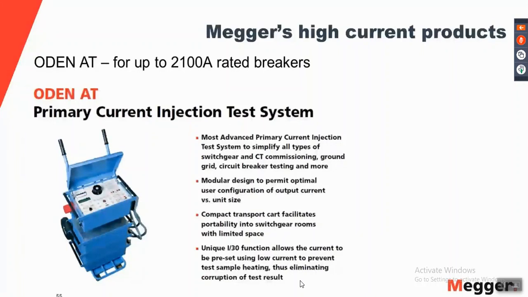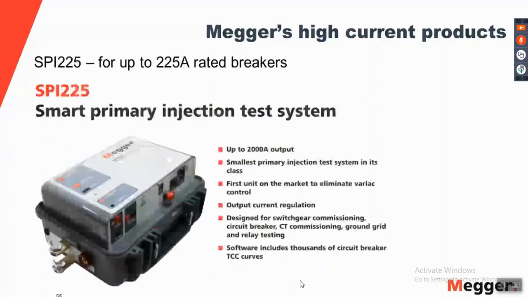It can be moved around in a cart, so it's portable. There are current modules in it. You can use 1, 2, or 3 modules depending on your current requirements. And then you have the SPY, which employs modern solid-state technology. It's primarily meant for MCCBs. Each unit is rated to test up to 225 amp breakers, but you can test higher amp capacity breakers by using multiple units in parallel. These can be daisy chained and operated in parallel to achieve higher currents.